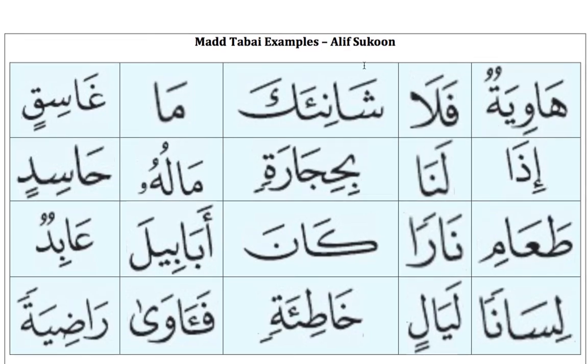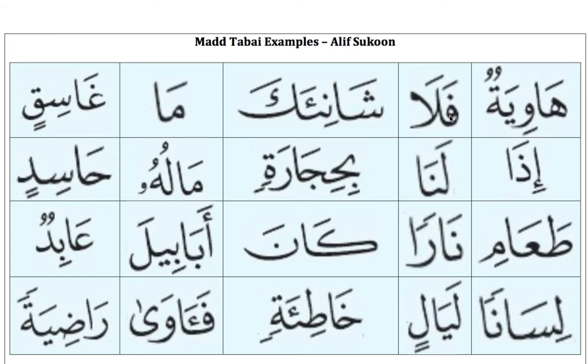So these are examples, mad tabe'i examples with alif sukun. So let's get started. Ha fatha alif sukun ha. Waw kasrawi. Hawi. Ya fatha ya. هاوية تا ضمتان تن هاوية.